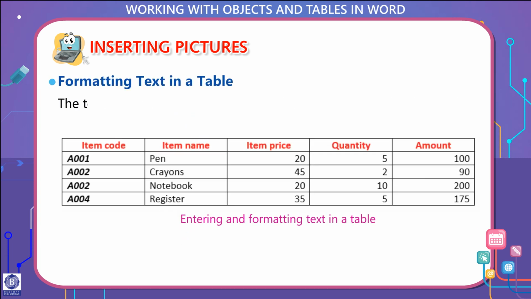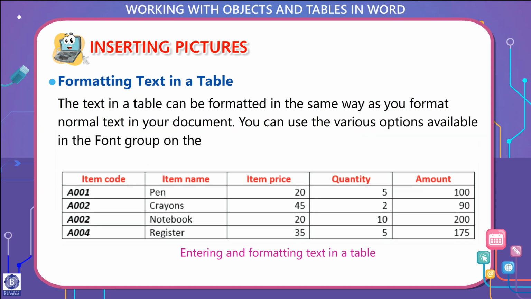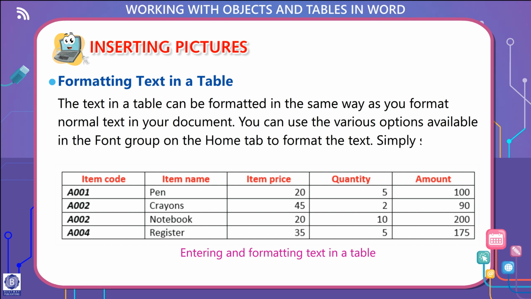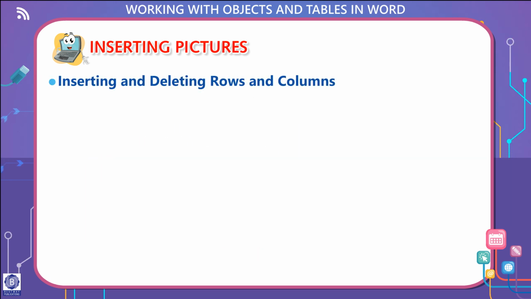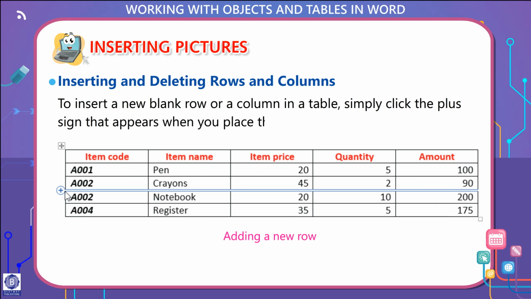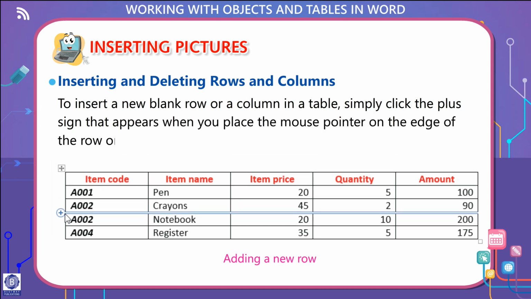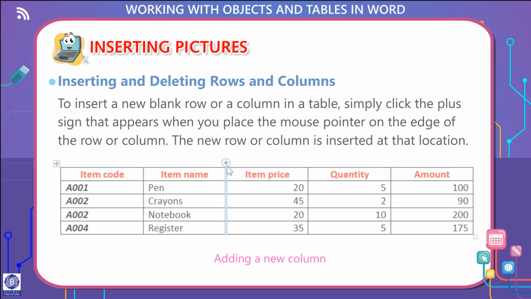Formatting text in a table. The text in a table can be formatted in the same way as you format normal text in your document. You can use the various options available in the Font group on the Home tab to format the text. Simply select the cells you want to format and choose the desired options. Inserting and deleting rows and columns. To insert a new blank row or a column in a table, simply click the plus sign that appears when you place the mouse pointer on the edge of the row or column. The new row or column is inserted at that location.